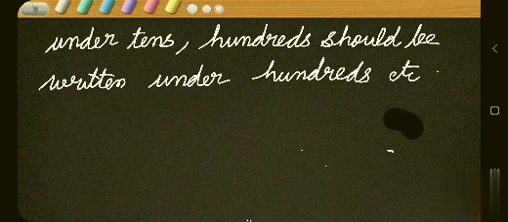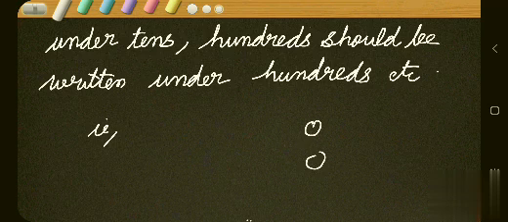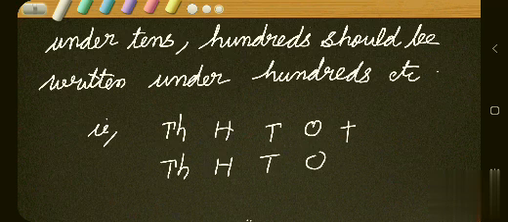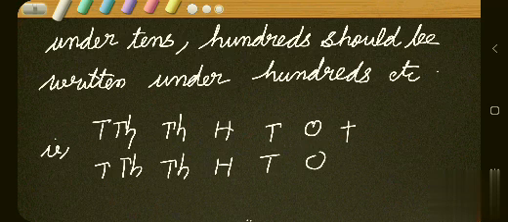Isn't it clear? Okay, and down please write, that is, please write ones under ones, tens under tens, hundreds under hundreds, thousands under thousands, 10,000s under 10,000s. Like this we should add. Okay, yes.